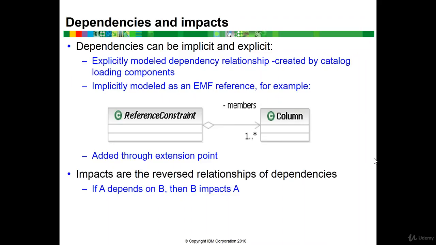For example, you can see here the reference constraint in column, and they're added through extension point, whereas the impacts are reverse relationships of dependencies. So if A depends on B, then B impacts A.